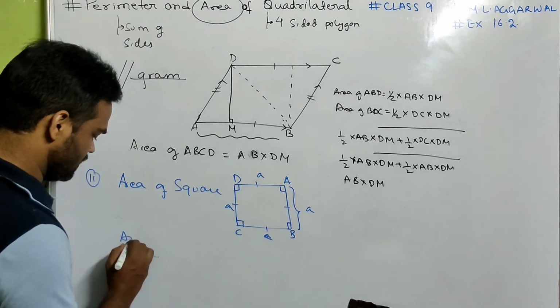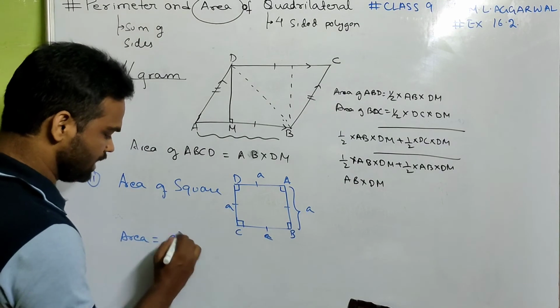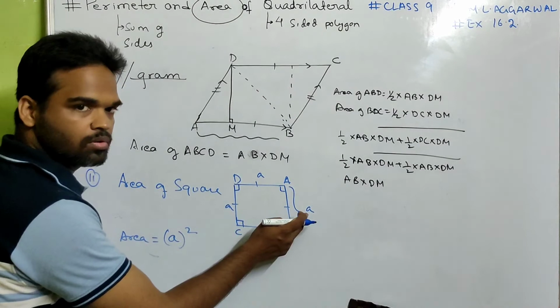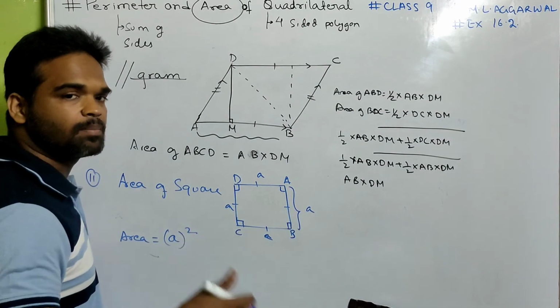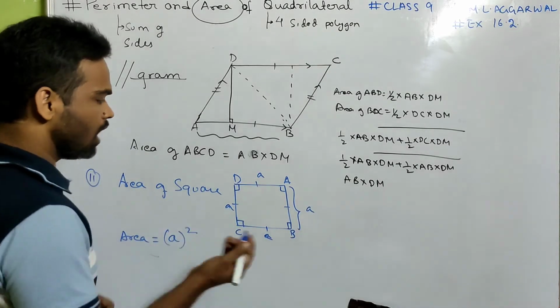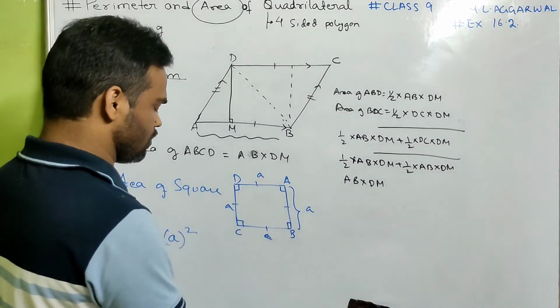So area will be side square, A square. So if suppose this is 4, then area will be 4 multiplied by 4, or 4 square, that's 16 units square. How come? Same logic. Look over here.